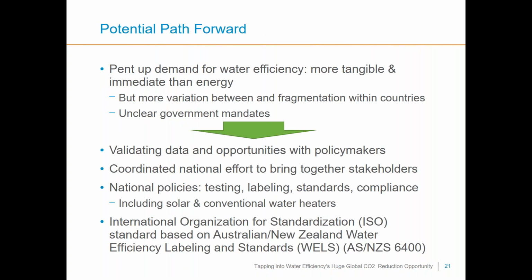As far as the potential path forward, we mentioned that there is this pent up demand for water efficiency because of the scarcity. It's more tangible and immediate than energy. But there are a lot more complications too. The countries are fragmented. There are different plumbing systems, even within a country. The government ministries aren't always aligned on whose mandate this is. So in addition to validating these opportunities, some additional ideas might be coordinating ministries, getting a national response, and working on these individual testing policies. And then lastly, there's an effort at the ISO to implement international water rating, both labeling levels and test methods. So perhaps participating in that effort.